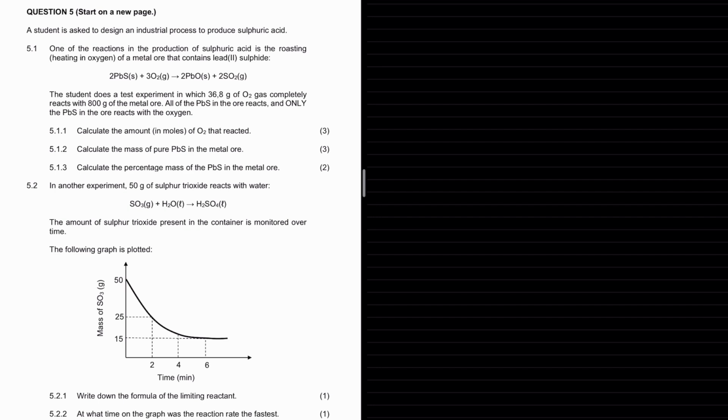5.1.1 Calculate the amount in moles of O2 that reacts. So I'll use the formula n is equal to mass divided by molar mass. The mass of oxygen that we've been given is 36.8 grams, and the molar mass of O2 is 32. That gives me 1.15 moles of oxygen gas.